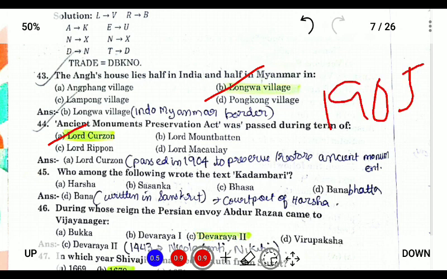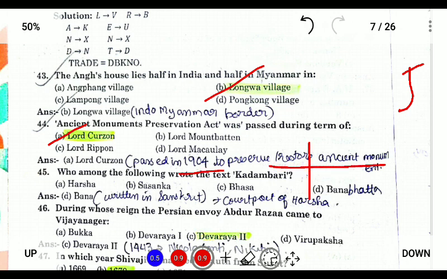Also, the Cooperative Act 1904 was under Lord Curzon. So Lord Curzon is responsible for the Cooperatives Act. The Ancient Monuments Act was also passed in 1904 to preserve and restore ancient monuments.